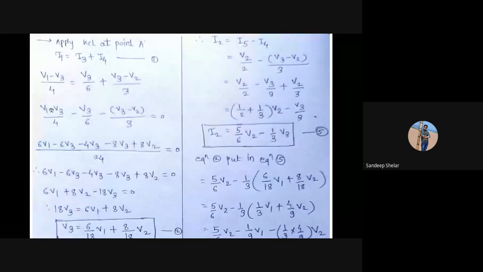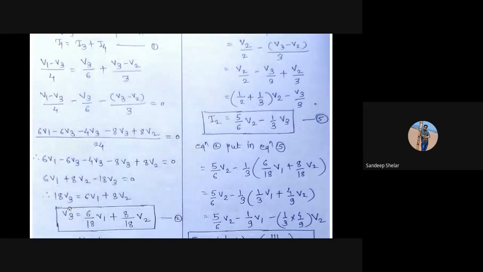24 is now multiplied by 6, again 6 minus 4v3 minus 8v3 plus 8v2, because we are taking the LCM. Now this term gets shifted to the right hand side, then the value becomes 0. Now this equation stays as it is. Now we have to obtain the values of v1 and v2. Then 6v1 minus 6 minus 4 10 minus 18v3 plus 8v2. Now we have to arrange the equation for v3, that is 18v3 is equal to 6v1 plus 8v2.